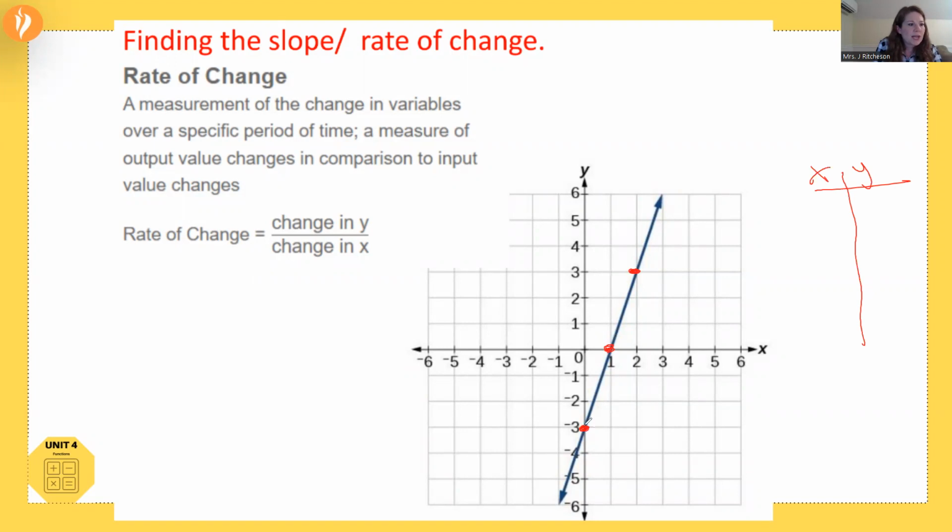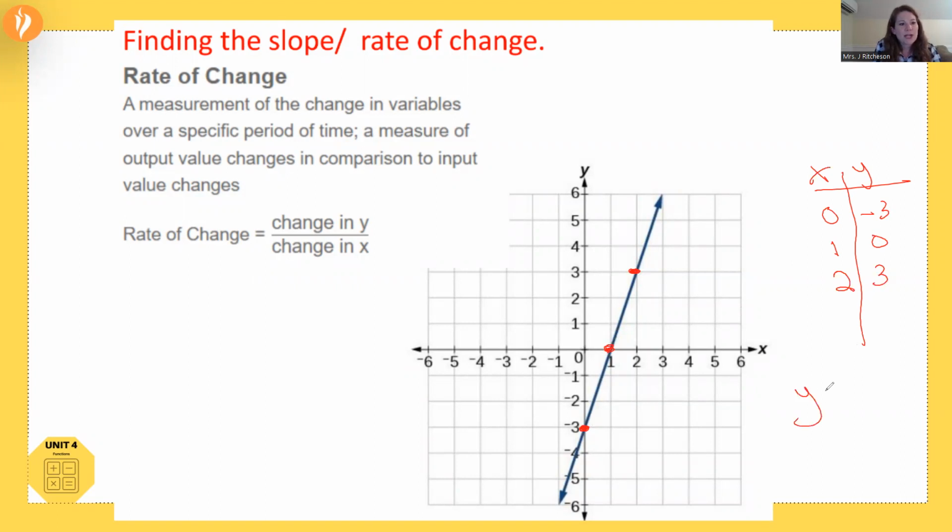What is this coordinate right here? When x is 0, y is -3. When x is 1, y is 0. And when x is 2, y is 3.